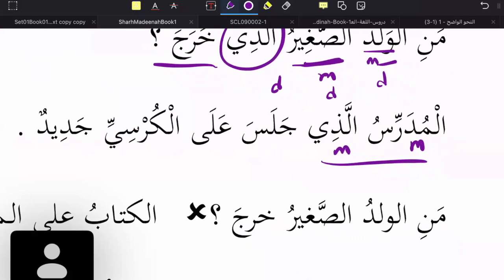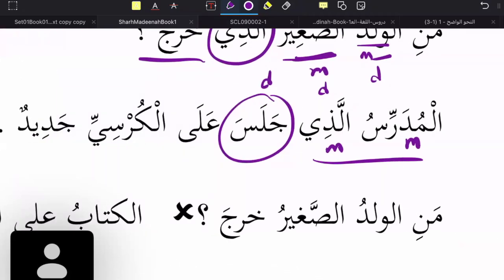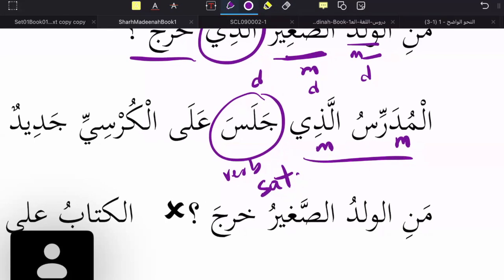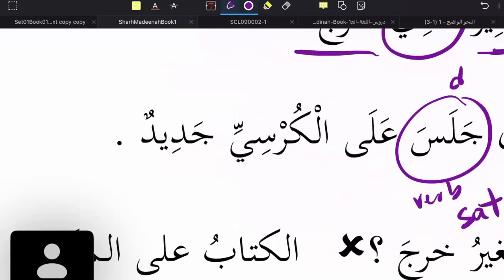So we have al-mudarrisu alladhi jalasa ala al-kursi jadidun. What is jalasa? Jalasa is another verb. It means to sit. And remember, this is past tense, so we'll write sat. So how would you translate it? The teacher who sat on the chair is jadid, is new.